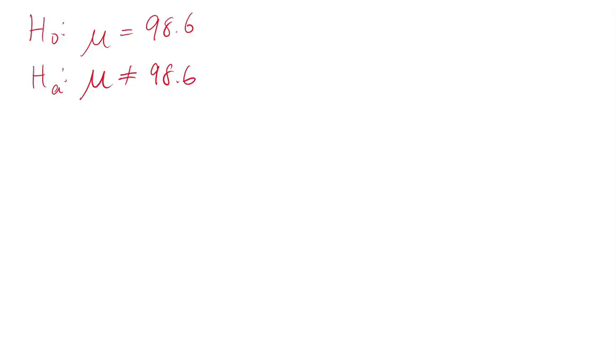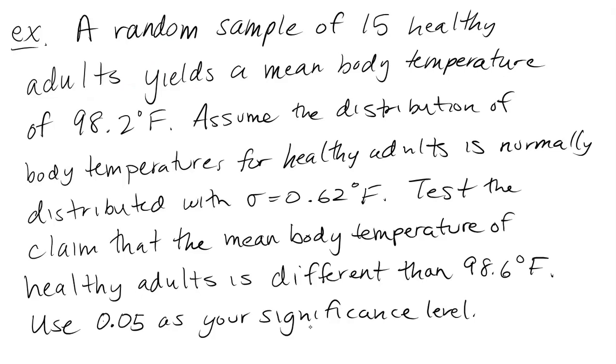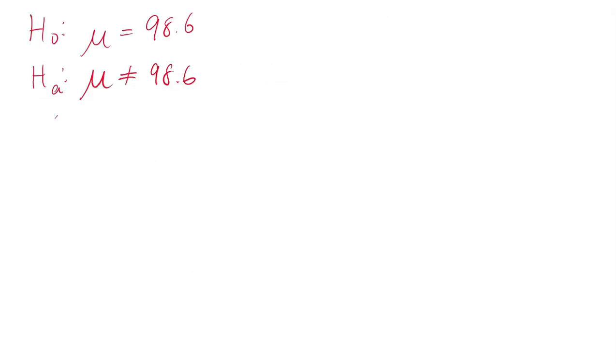Step 2 is identify the level of significance, which we denote by alpha. The last sentence tells us to use 0.05 as our significance level. This is the most common value of alpha.